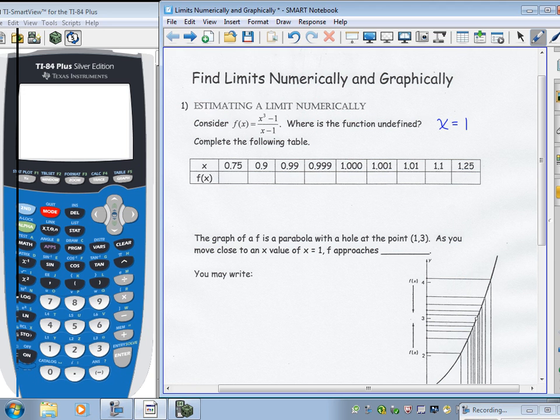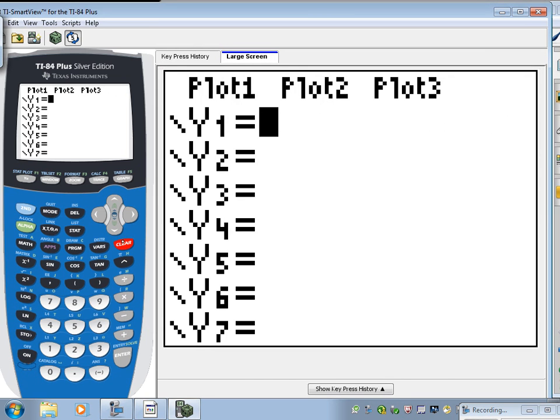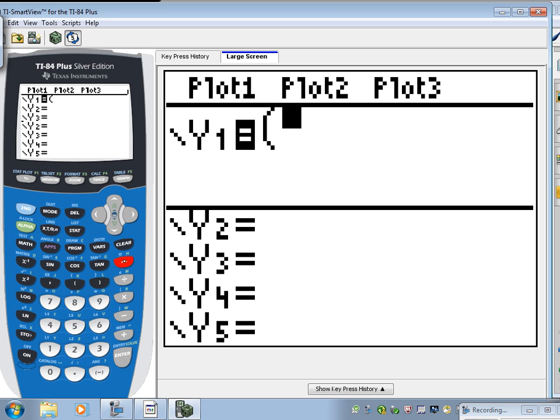You're going to need to take your calculator and in y equals put this function. Whole top has to be in parentheses and whole bottom as well. So in parentheses x cubed minus 1.